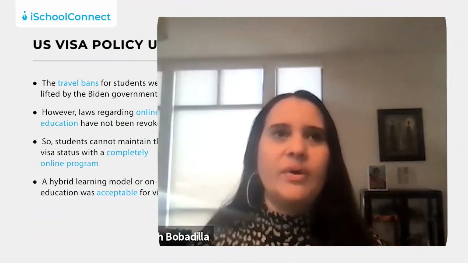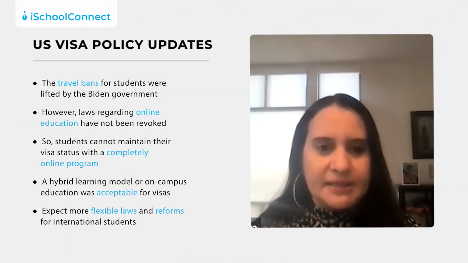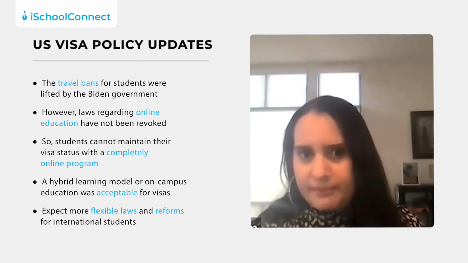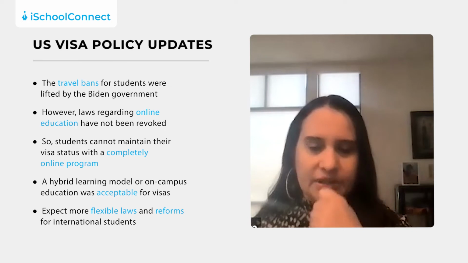So what we're waiting for is more shifts and more flexibility from the Biden administration, which were promised overall in the immigration world. That was one of the promises of Joe Biden and Kamala Harris, that they were going to make things more fair, more humane, with more opportunities for immigrants worldwide. And student visas are just one piece of that, so I imagine we'll see more reforms.